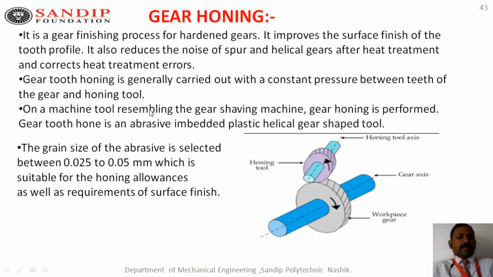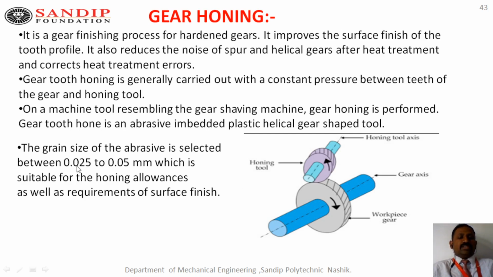Gear honing is performed on a machine tool resembling the gear shaving machine. The gear tooth hone is an abrasive-embedded plastic helical gear shaped tool. Here a block diagram is given. This is the gear and this is also a gear, but the teeth of that gear are provided with abrasive material as the honing tool, and it meshes and runs with the workpiece gear to remove material in the form of microns.